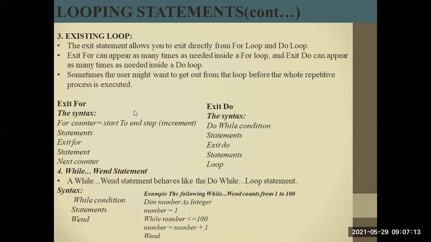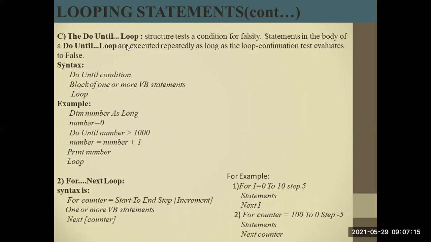Then the do until loop is the opposite of the do while loop, or do loop. In this, we check for the false condition. If the condition is false, then we execute the statement. Then we discussed the for next step.